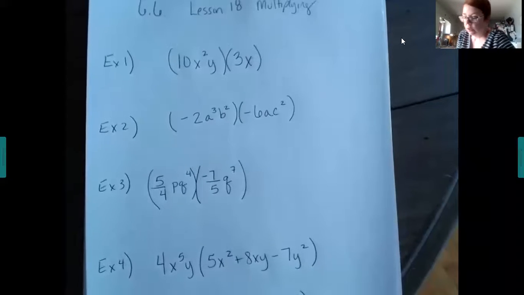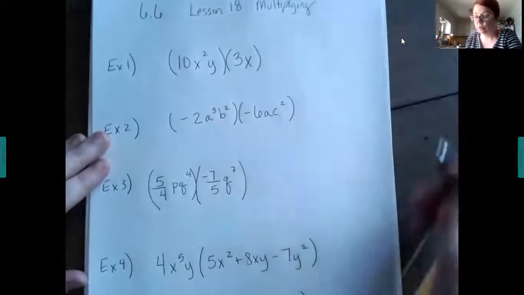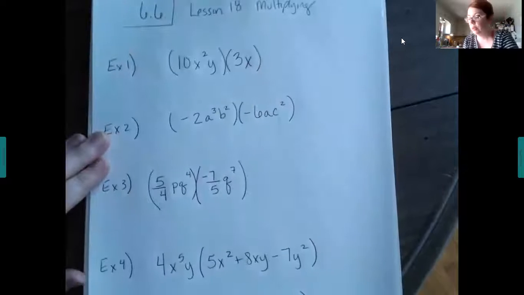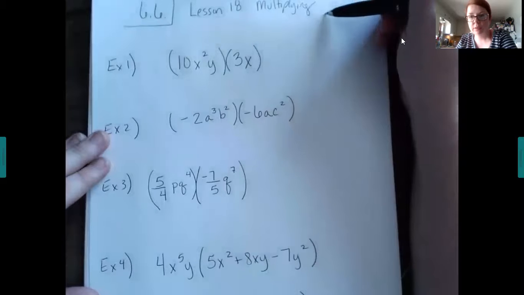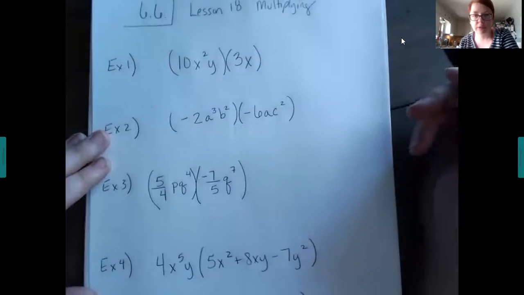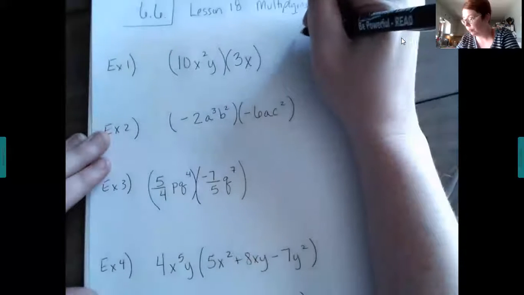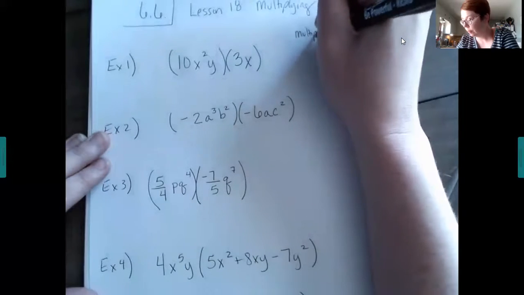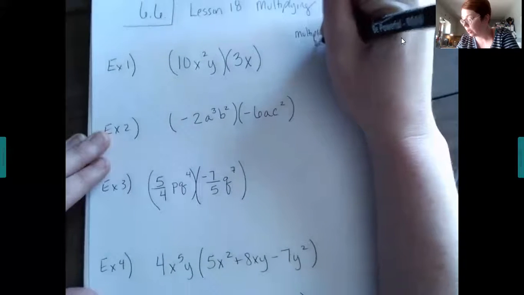Hello. So here we are looking at lesson 18, and this will relate to your homework 6.6. And right now we're just multiplying, so this is pretty much what I think we've done before. Now they just have some more extra letters and more exponents and whatnot. But again, you want to remember that when you multiply the same bases, you're going to add your exponents.